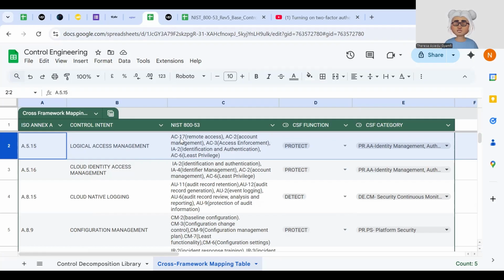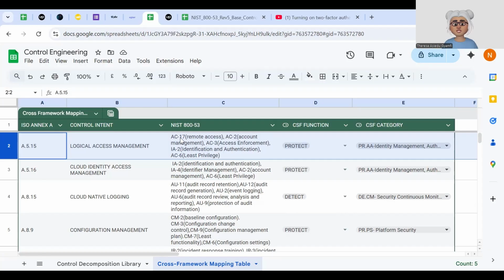And then AC6, which is a least privilege access control, which talks about least privilege, is also needed because we talked about that in the administrative control. And you can also map it to IA, which is identity and authentication under the NIST 853 control family, which talks about identification and authentication. So in logical access management, we have to identify and authenticate every user before they're able to access things, because we don't need unauthorized people accessing things they're not supposed to access.